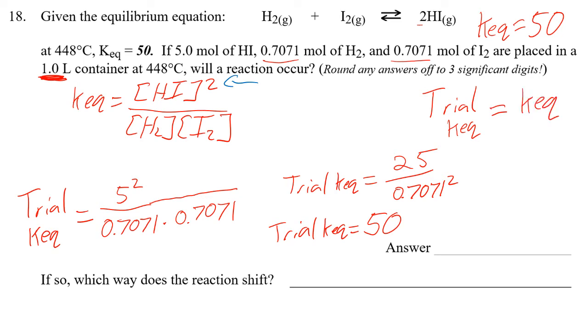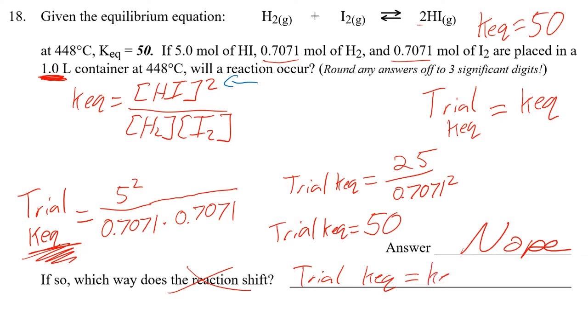Okay? So when you have a scenario like this, when trial Kq is at Kq, that means you tested it to see if it's at equilibrium, and what we got is, yeah, it is at equilibrium. So will the reaction occur? Nope. Trial Keq is equal to Keq.